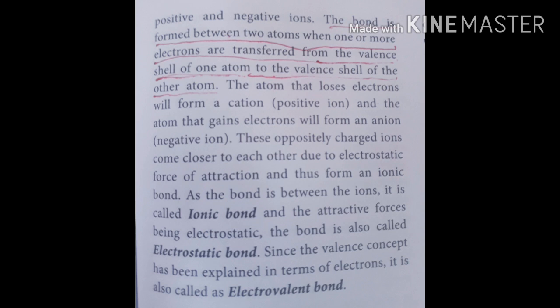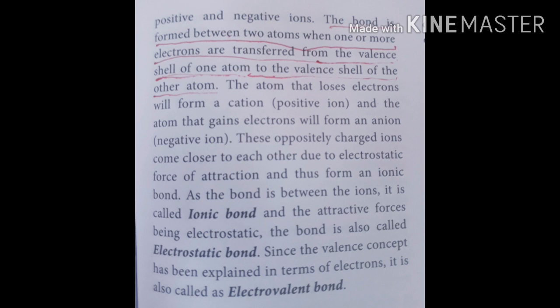The atom that loses electrons forms a cation. The positive ion is otherwise called a cation. In other words, an atom which loses an electron becomes a positive ion. The atom which gains an electron is called an anion, that is a negative ion. These oppositely charged ions come close to each other due to the electrostatic force of attraction and thus form an ionic bond. The electrostatic force is formed because these two ions are oppositely charged. One is positive, another is negative, so they attract each other. Thus a bond is formed.